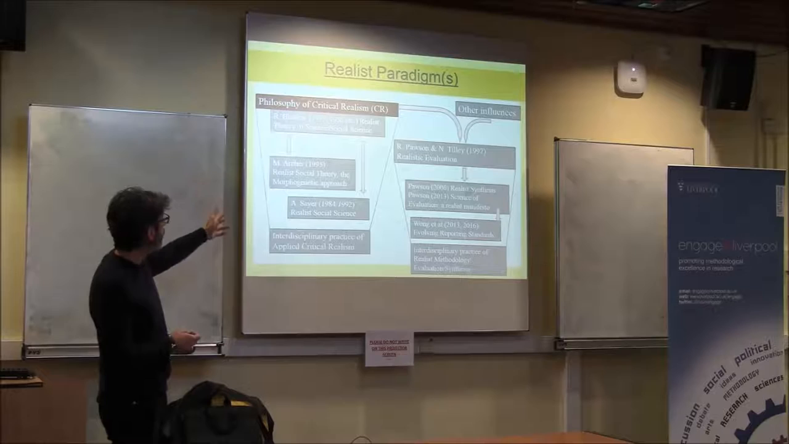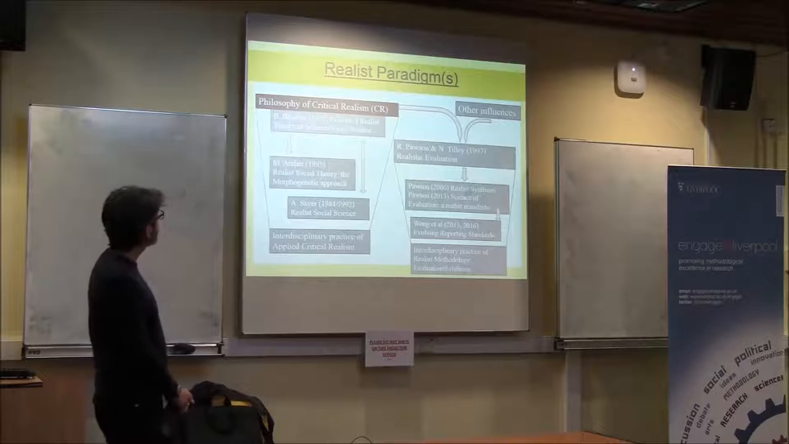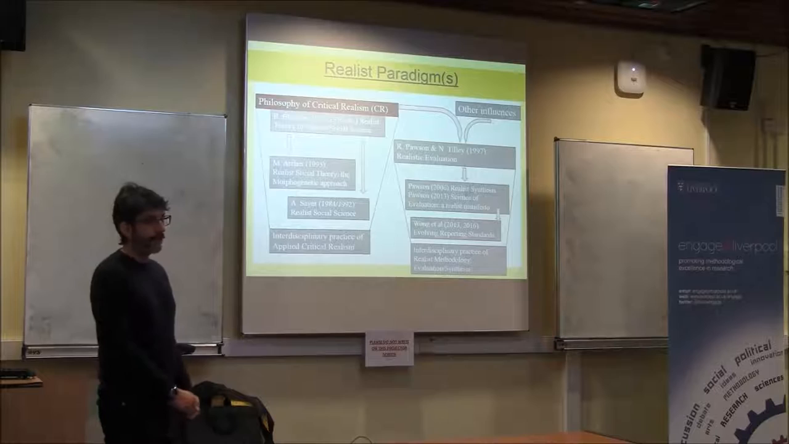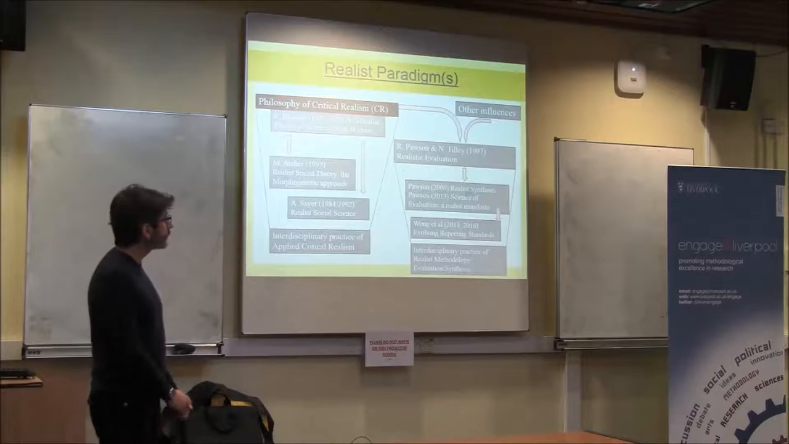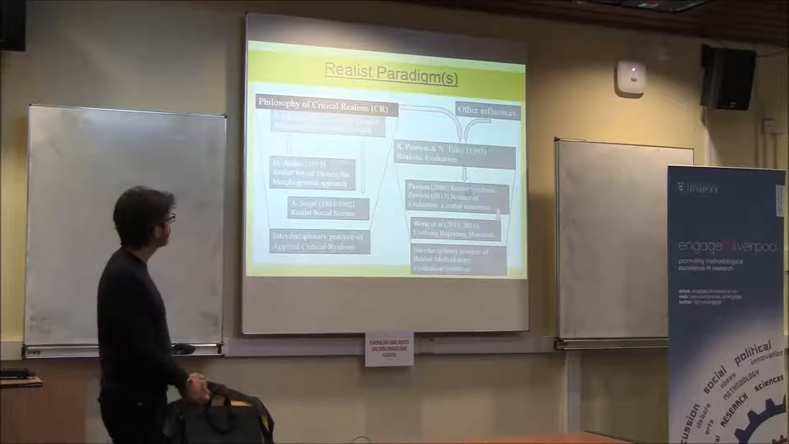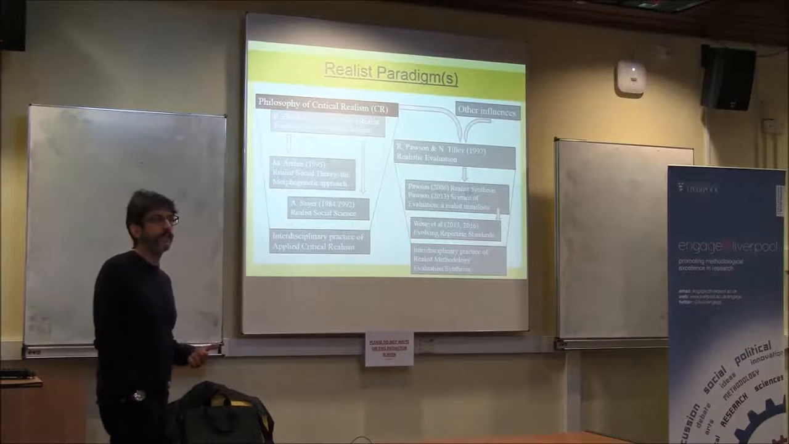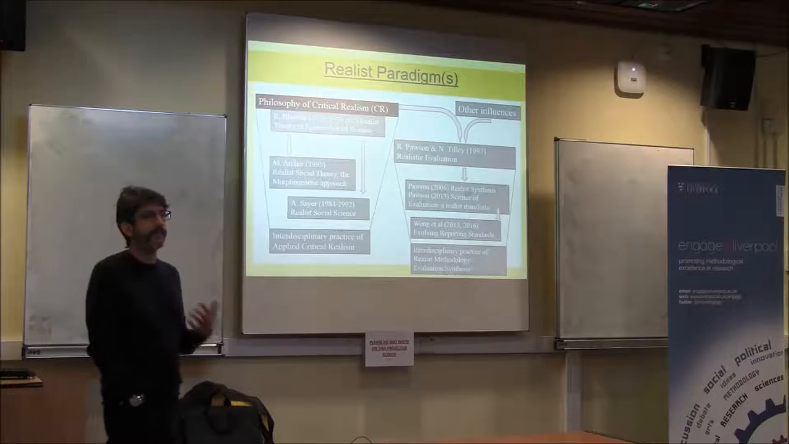And the main progenitor of critical realism is Roy Bhaskar, who wrote books in the 1970s that were quite radical in their ideas and created quite a stir, and he developed a following of people who identified themselves as critical realists. And his books were really about developing a realist theory of science and social science.